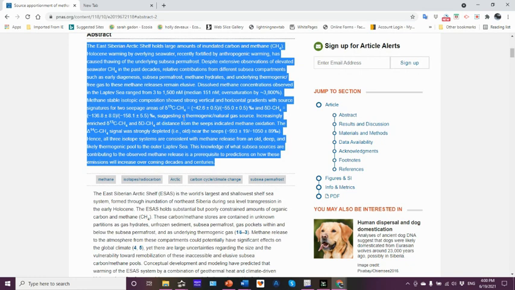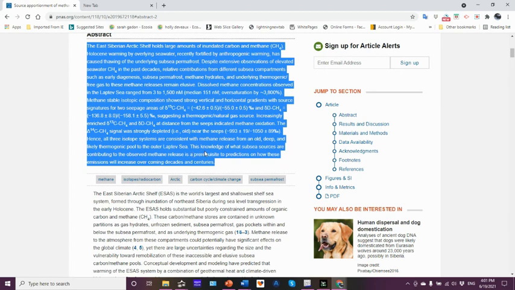But what they found with the result was a thermogenic natural gas source, increasingly enriched in delta 13C and delta D at distance from the seeps, indicating methane oxidation. Methane, you recall, oxidizes into CO2. The delta 14C signal was strongly depleted, that is old, near the seeps. Hence, all three isotope systems are consistent with methane release from an old, deep, and likely thermogenic pool to the outer Laptev Sea. So apparently the triple isotope is looking at the delta 13C, the delta D, which I would imagine is D for deuterium, and the delta 14C. So that seems to be the three they're looking at.